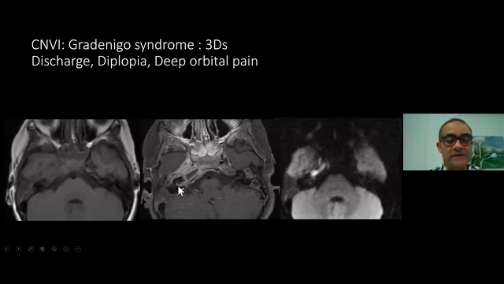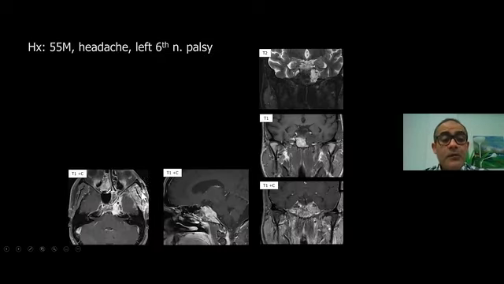And these patients present with what we call Gradenigo syndrome, which characteristically has 3 Ds: discharge from the ear, of course; diplopia because of lateral rectus palsy, because of abducens nerve palsy; and deep orbital pain because there is also irritation of the trigeminal nerve, which is not far away from this area. See the mastoiditis here.